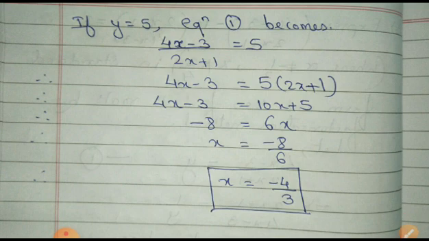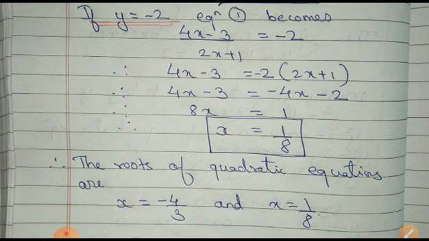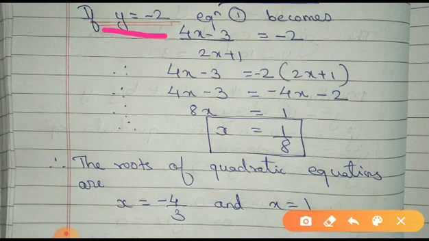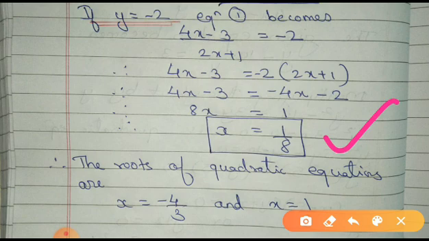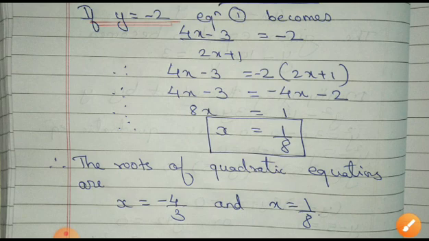Next condition is if y is equal to minus 2. In that case, again in equation 1, just change the value of y. Then multiply this to this side, simplify it and see whether the value of x is equal to 1 by 8. And hence the roots of the quadratic equation are minus 4 by 3 and 1 by 8.